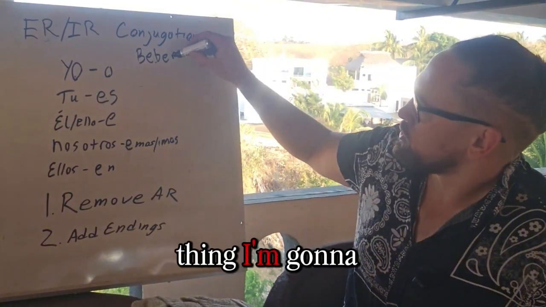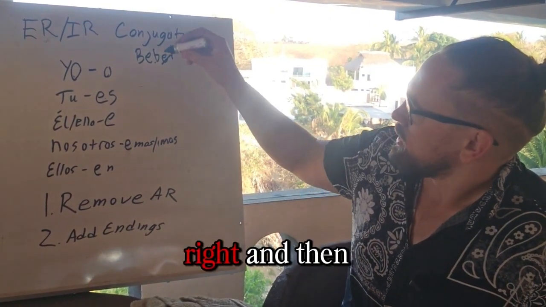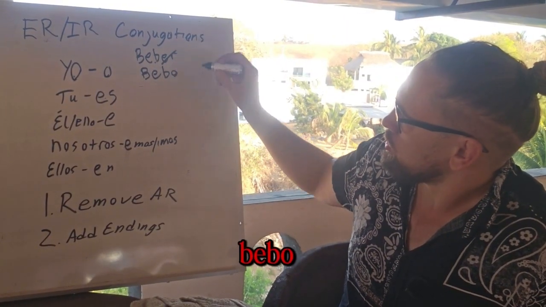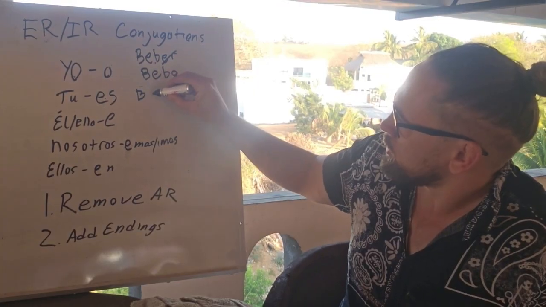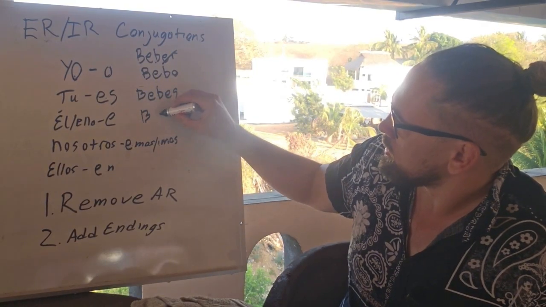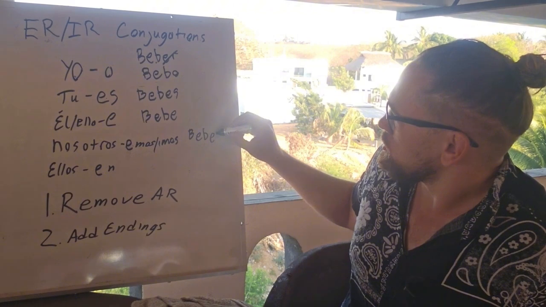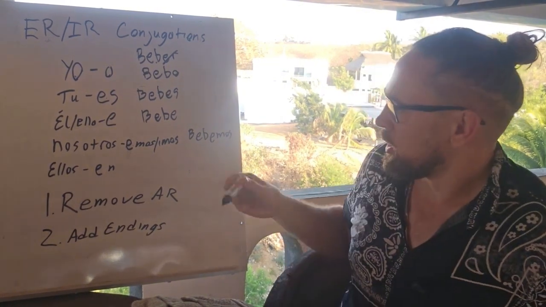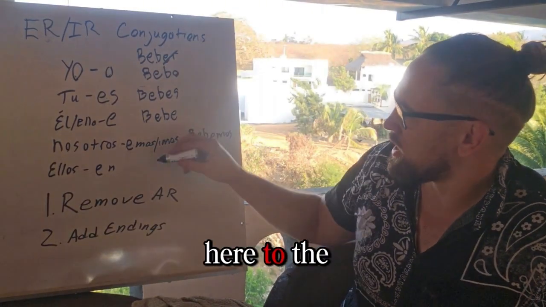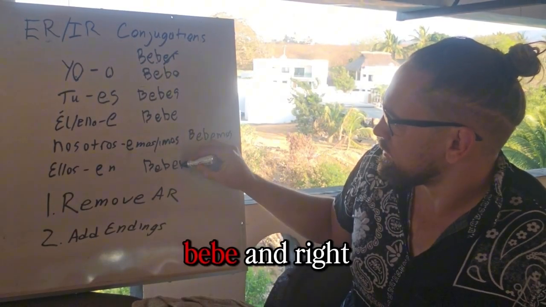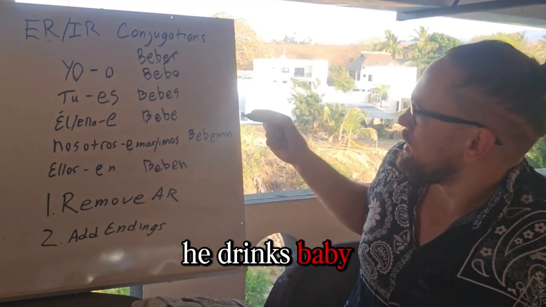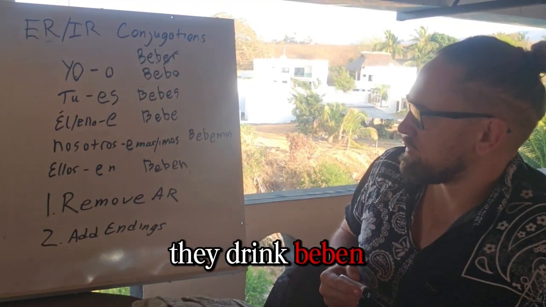Right? The first thing I'm going to do is I'm going to get rid of this ER, right? And then I'm going to take my stem, be, and add the endings, and you can see this all in your presentation, right? I'm just doing it so you can start to see how I'm doing it, of removing this ER, adding the ending here to the stem, right? So I get bebo, right? I drink bebo, you drink bebes, he drinks bebe, we drink bebemos, they drink beben, right?